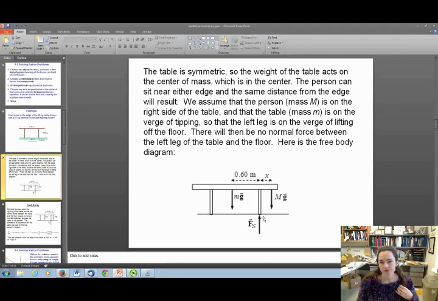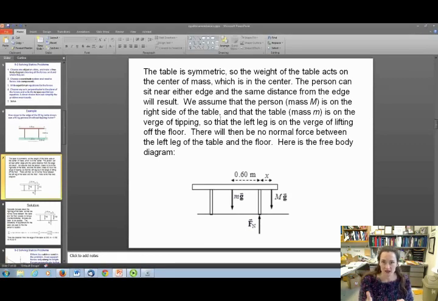Now, what's going to happen is we're going to assume that the table is on the very verge of tipping, so that the person sits as far as possible from that edge and it just starts to tip, but not quite. Now, if the table were to tip and they were sitting on the right side, then what would happen is that left leg would come up off the floor. And if that was the case, then the normal force of that left leg pressing on the floor would go to zero. So we're going to have a threshold value, and we're going to say that there is no normal force on that left leg. Of course, there'll be lots of normal force on the right leg because basically the right leg will be the only thing holding that table up. Okay?